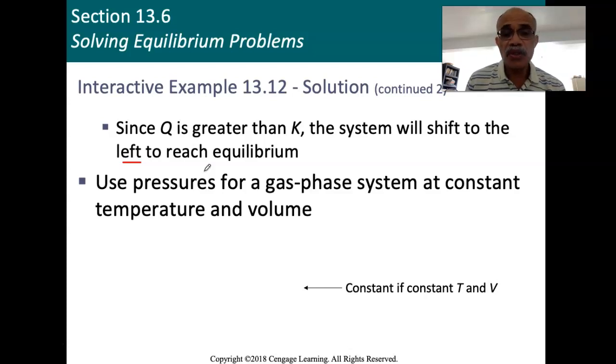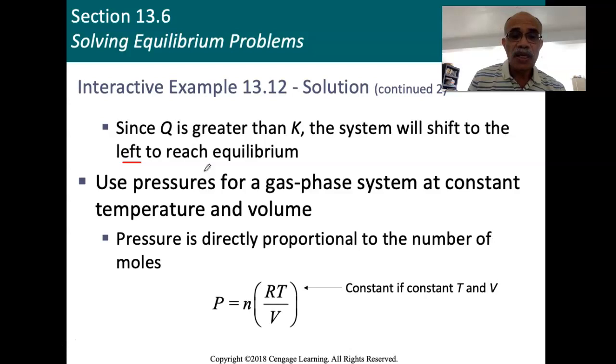So now we use the pressures for the gas phase system at constant temperature and volume. Now I just highlight this: if you are looking at the gas in terms of number of moles, the pressure of gas is essentially proportional to the number of moles. So here is from the ideal gas equation. When we are talking about pressure, that is essentially directly proportional to the moles, looking at the ideal gas equation.